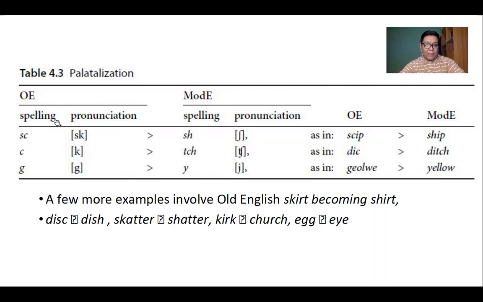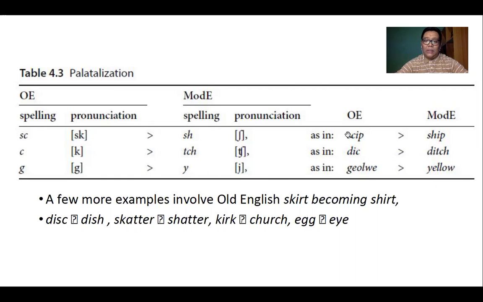The spelling was like this, but it was pronounced as k. But in modern English, if it's spelled as sh, it's pronounced as sh. Okay, so these are the frontations. This is the best example of palatalization. Another one is that in Old English, if a letter or symbol was spelled this way, it was pronounced as k. But now, if it's spelled as tch, it's pronounced as ch. Same goes with this one. If it's spelled as g, it's pronounced as g. But now, if it's spelled as y, it's pronounced as ya.